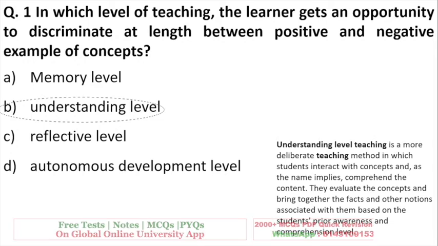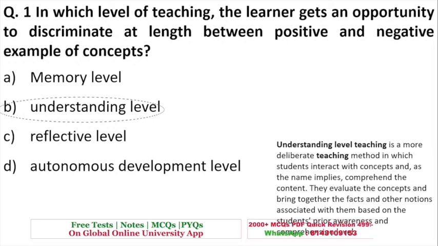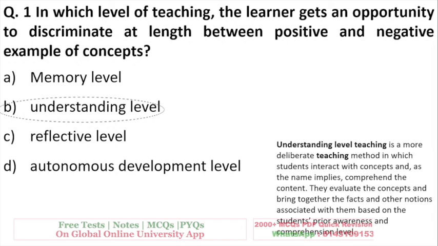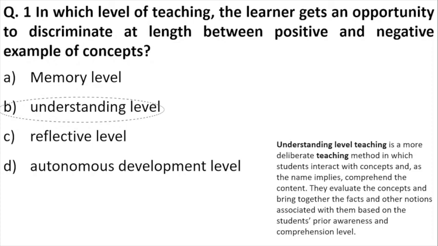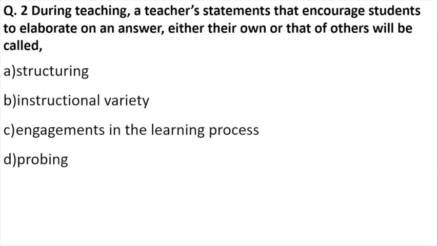Okay. So in understanding, what happens is whatever you have learned previously, you apply that. Like in memory level, it is more about rote learning. But understanding level is when you apply whatever you have learned, related to cognitive ability, your evaluation. All this comes in understanding level. B is the right answer.